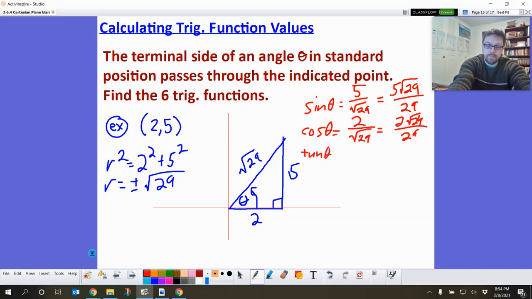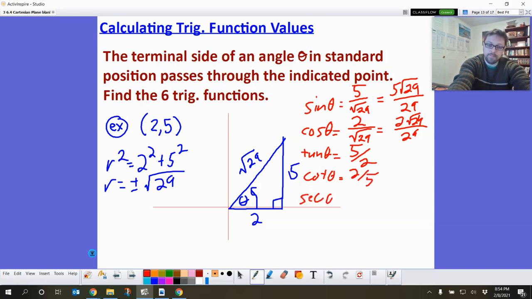Tangent is going to be opposite over adjacent. So opposite over adjacent is 5 over 2. Now let's do the reciprocals. I'll start with cotangent. 5 over 2, flip that upside down, you get 2 over 5.